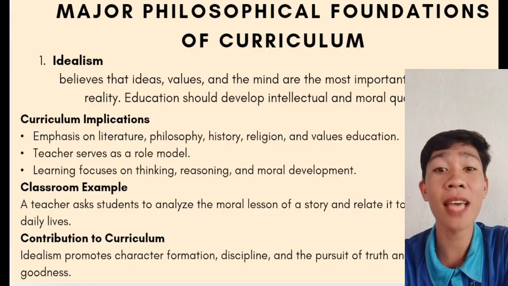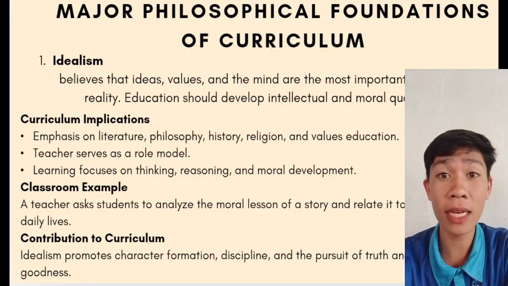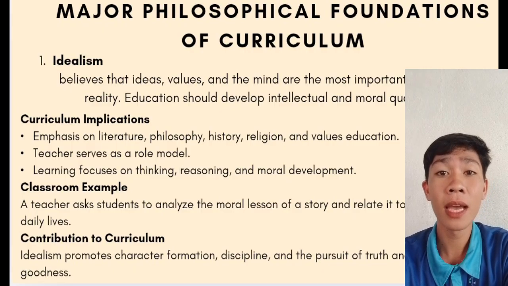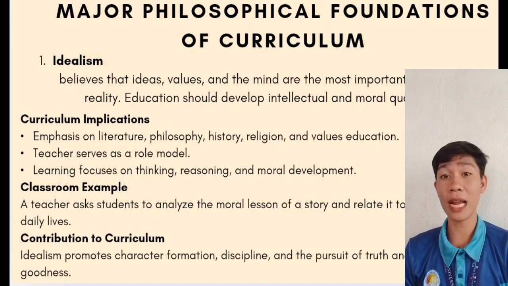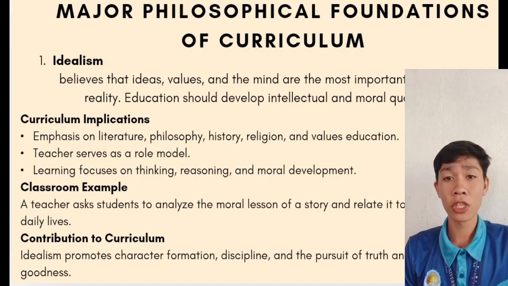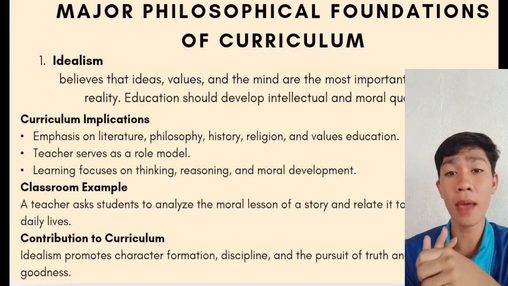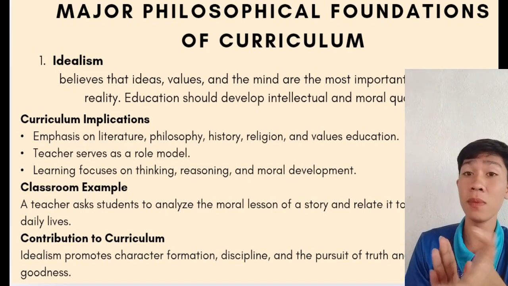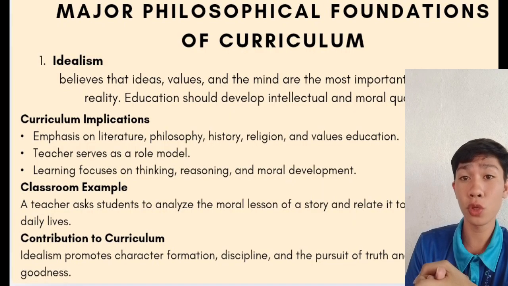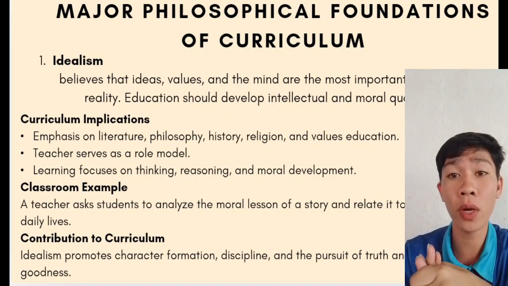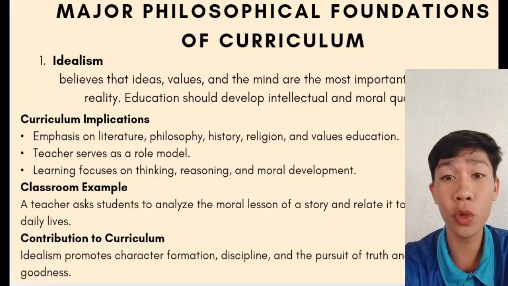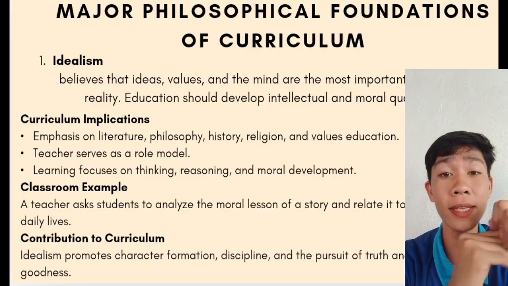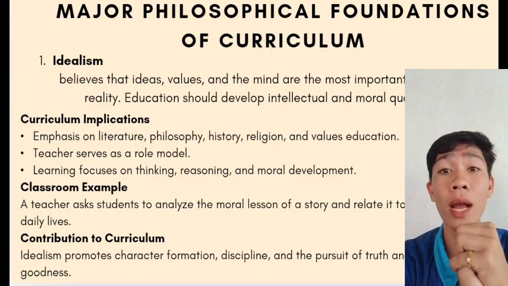So first is idealism. So idealism believes that ideas, values, and the mind are the most important aspects of reality. So education should develop intellectual and moral qualities. Idealism believes that ideas, values, truth, and the mind are more important than physical objects. The main goal of education is to develop learners' intellectual and moral character.